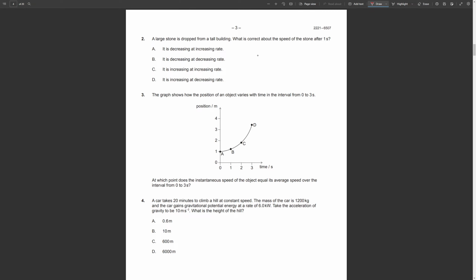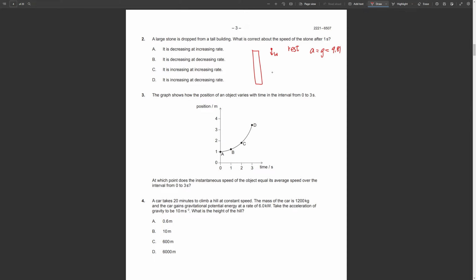Question 2. Now you have a big stone. It is released from rest at a tall building. Initially the stone was stationary, which means there is only weight acting on it. The acceleration should be the same as the gravitational field strength, which is 9.81.